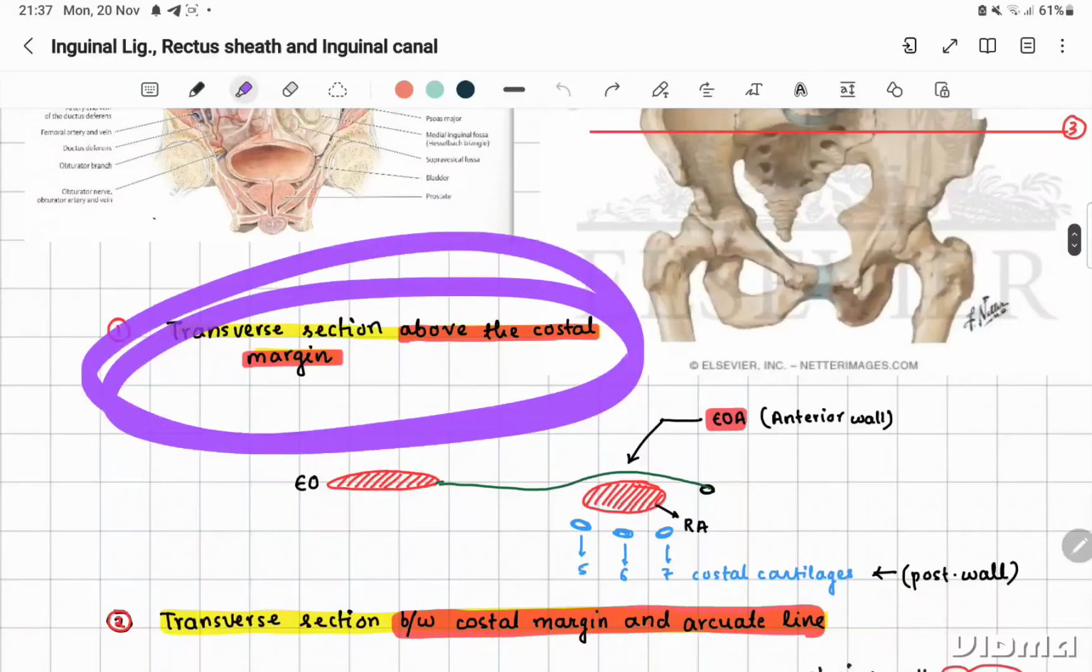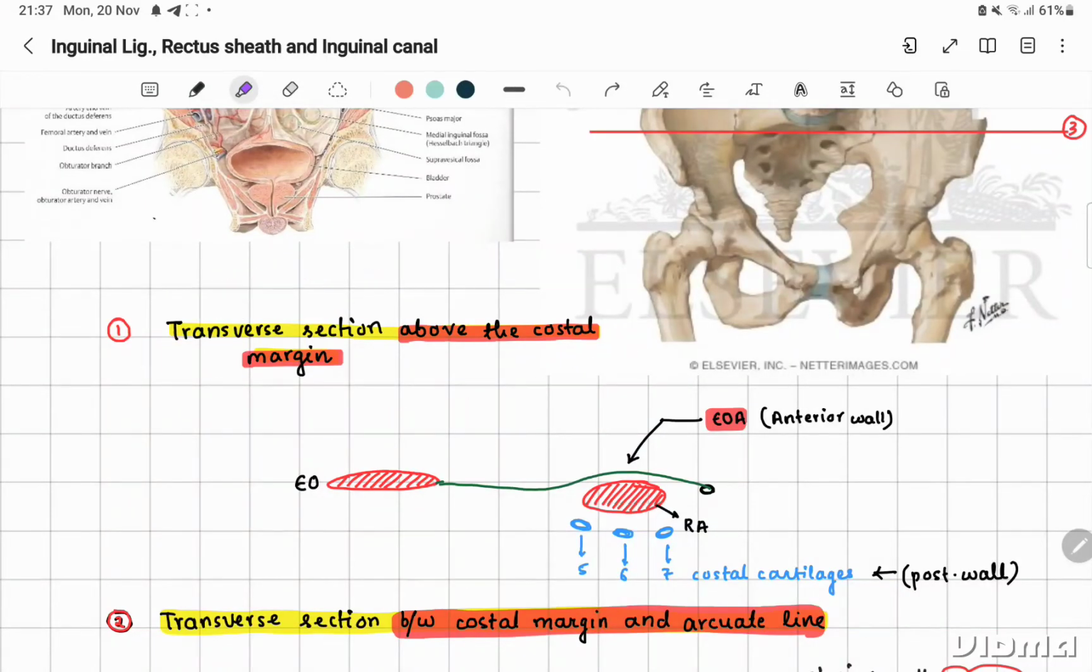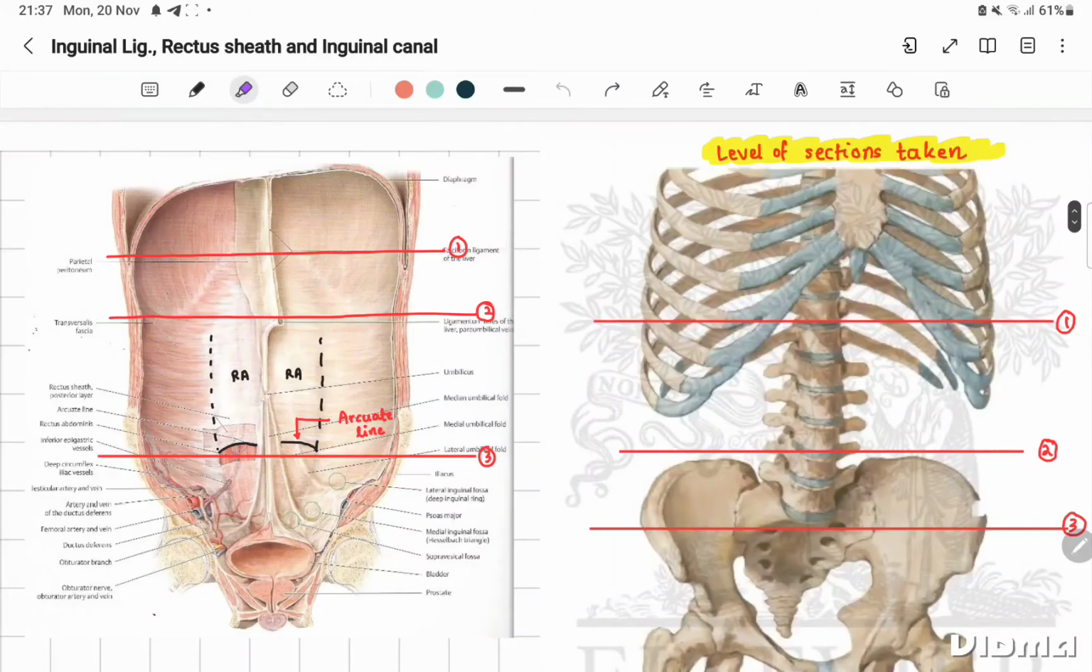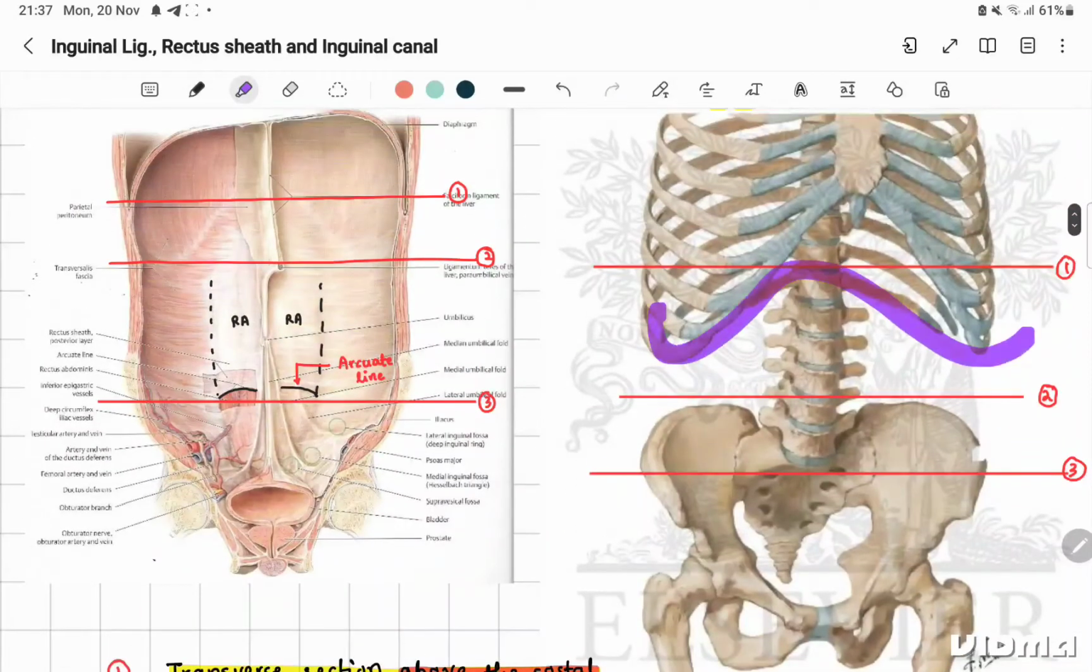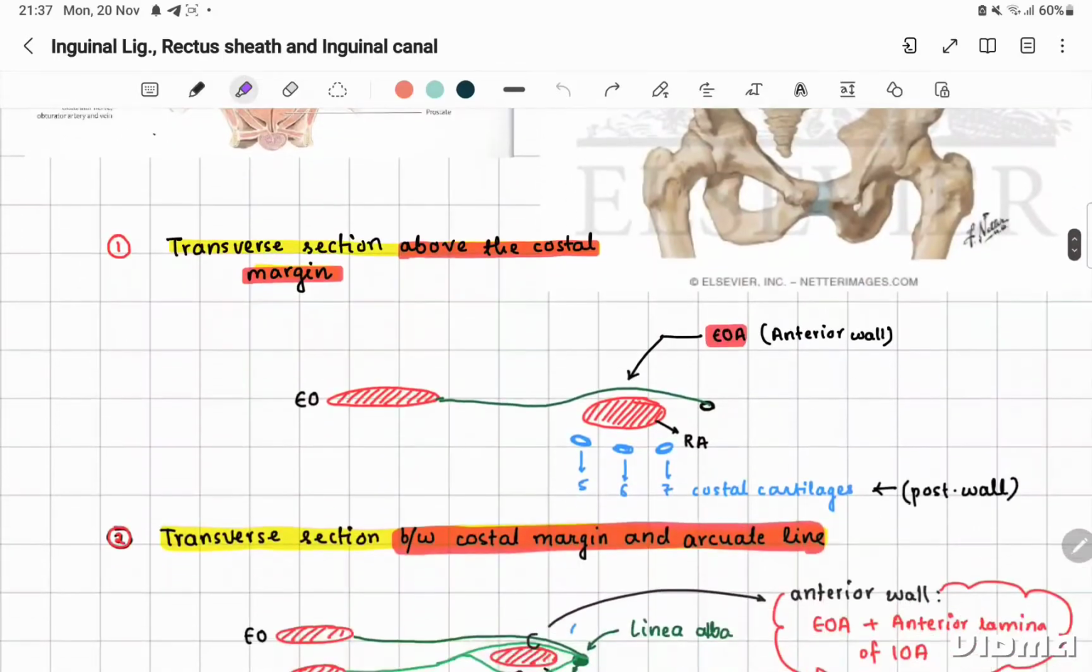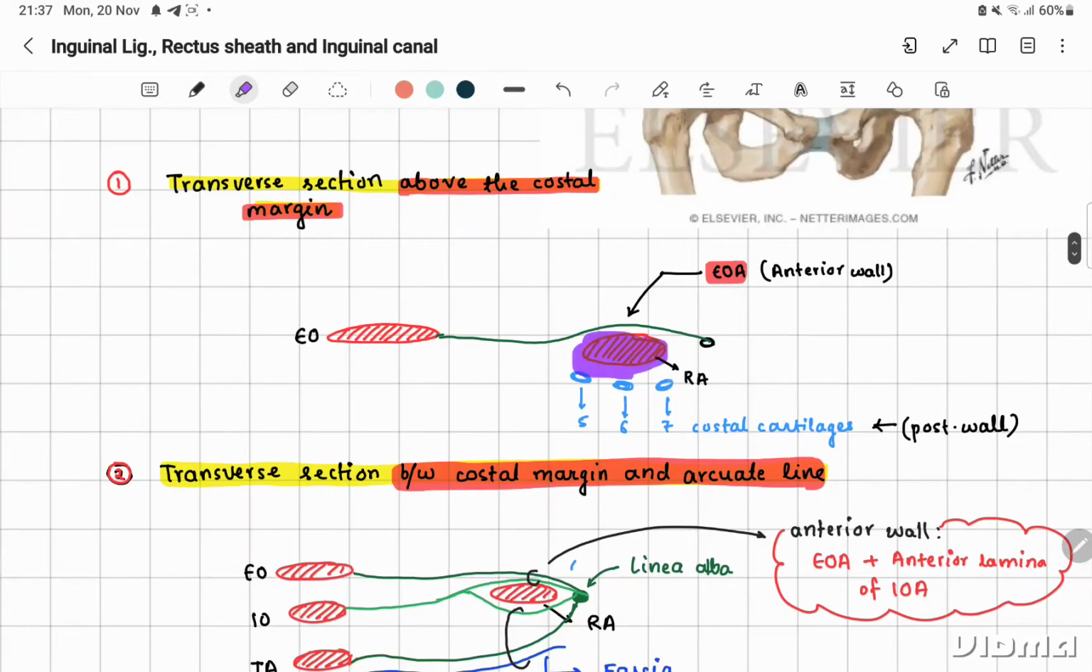Talking about this, we are taking a transverse section above the costal margin. This is the costal margin. So what will we observe? The external oblique muscle and the EOA, the external oblique aponeurosis, and below it we have the RA, the rectus abdominis, and the 5th, 6th, and 7th costal cartilages, which will form the posterior wall.